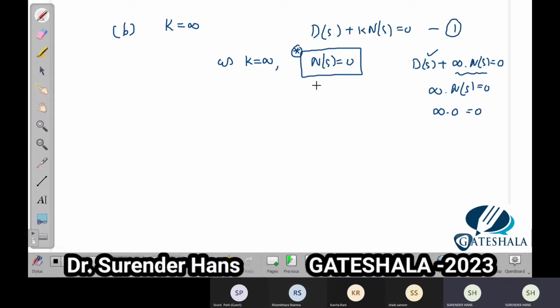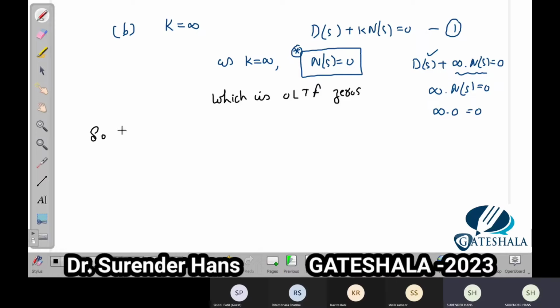Now what is n(s) is equal to 0? Which is open loop transfer function zeros. So now can I give one more statement? The closed loop transfer function poles are the same as the open loop transfer function zeros at k is equal to infinity. Can I give this statement?